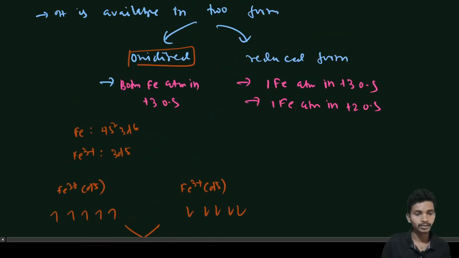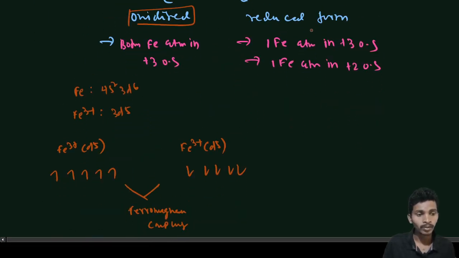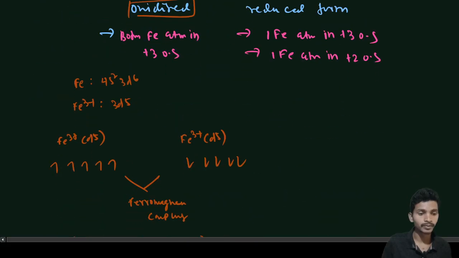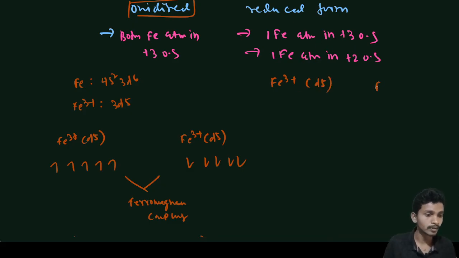Okay, so let's next discuss the reduced form of this Fe2S2 ferredoxin. What we say is that one Fe is in +3 oxidation state. So +3 oxidation state means Fe3+, that is d5, and the other is +2, that is Fe2+, which is d6. So here we will draw the structures: 1 2 3 4 5, and this is 6. So 1 2 3 4 5, another is 6.